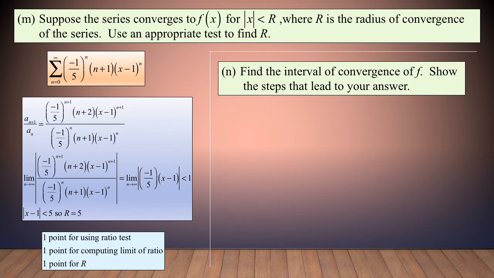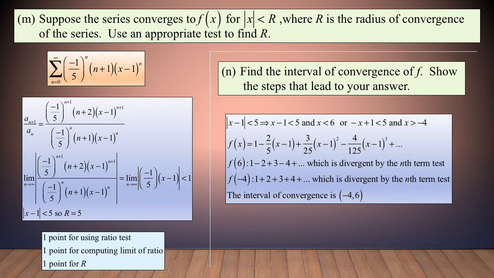Question N reads, find the interval of convergence of f. Show the steps that lead to your answer. We start with the answer that we just got. The absolute value of x minus 1 is less than 5, meaning that x minus 1 is less than 5 and x is less than 6, or negative x plus 1 is less than 5 and x is greater than negative 4. So when we write our series out, f of x equals 1 minus 2/5 quantity x minus 1 plus 3/25 x minus 1 quantity squared minus 4 over 125 times the quantity x minus 1 raised to the third plus dot dot dot.